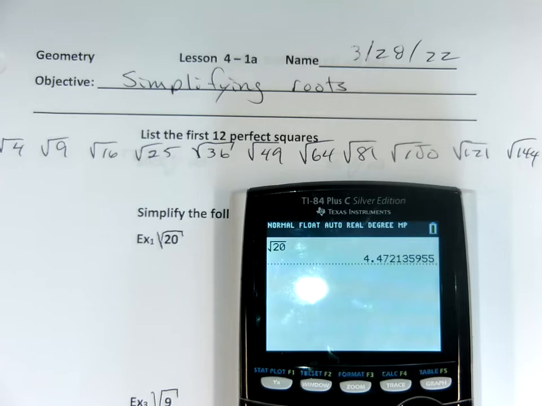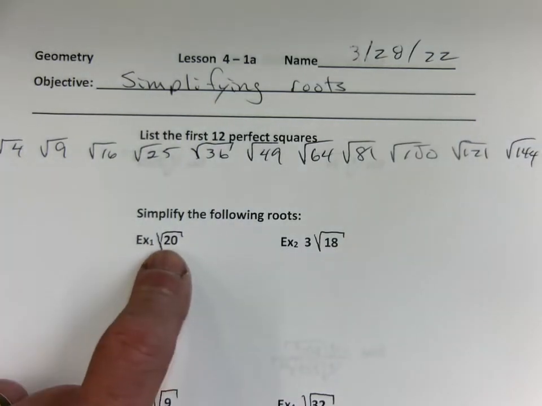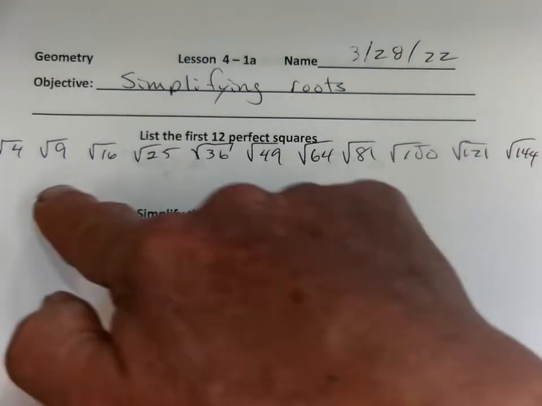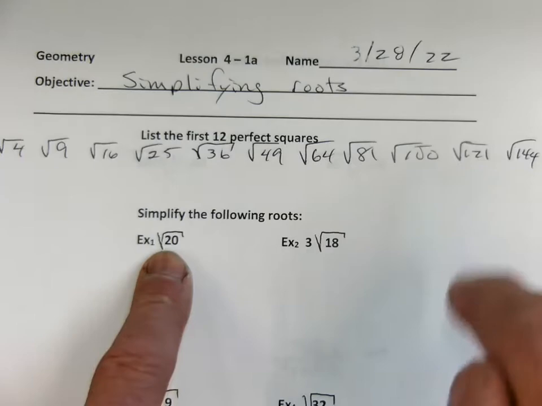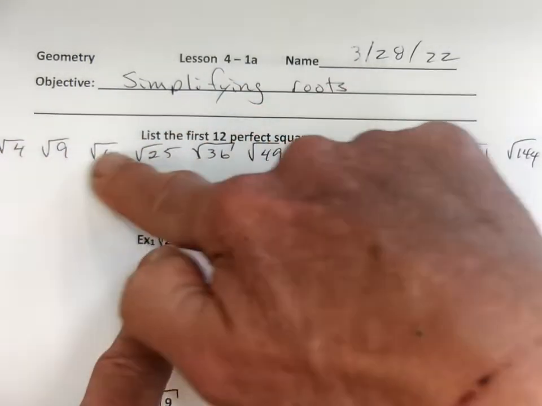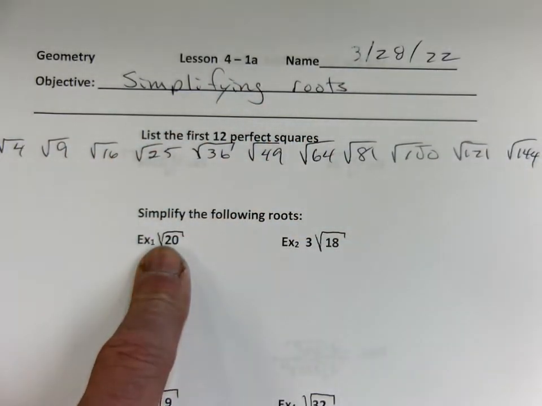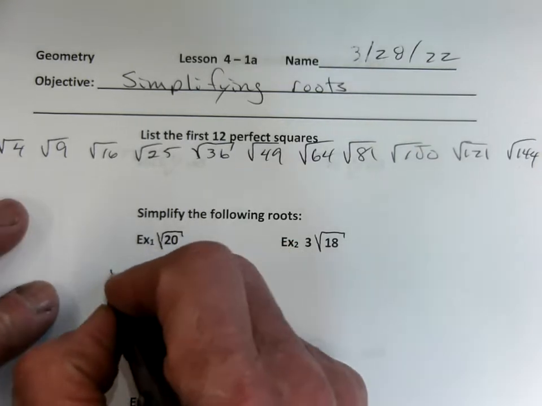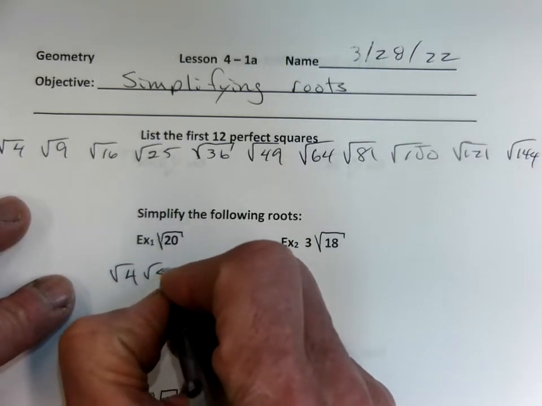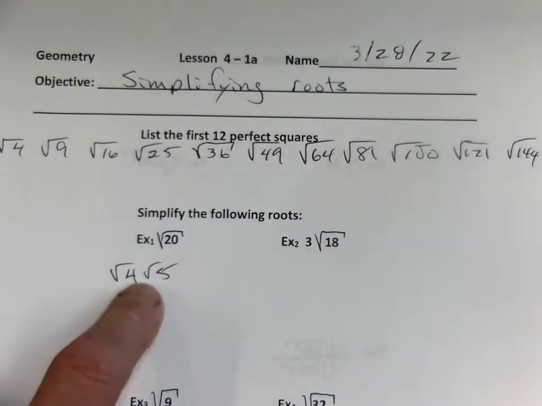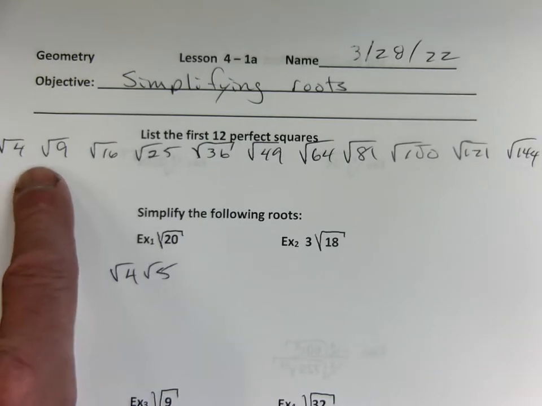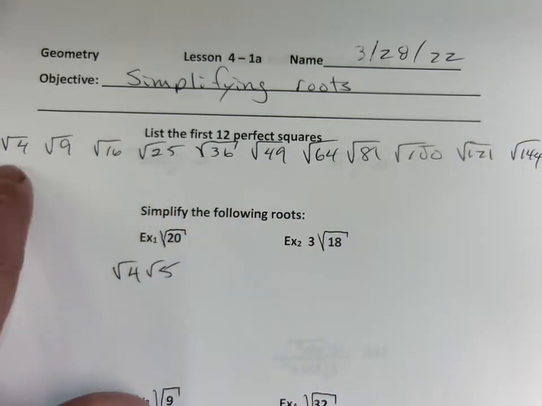Here's how it works. Everybody listen. What times what makes 20? But we have to use one of these perfect squares. 4 times 5. Perfect. Everybody agree? Square root of 4 times square root of 5. I would not use 2 and 10, because 2 is not a perfect square, and neither is 10. I have to use one of these numbers.